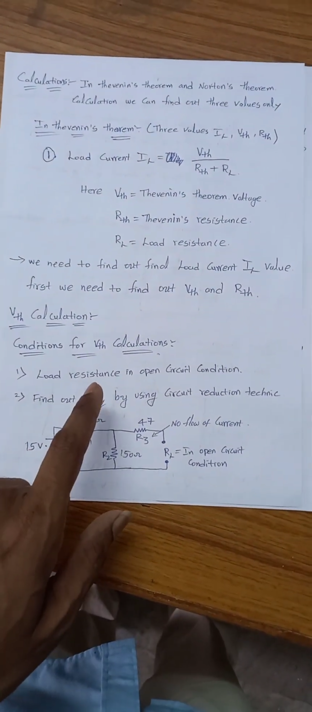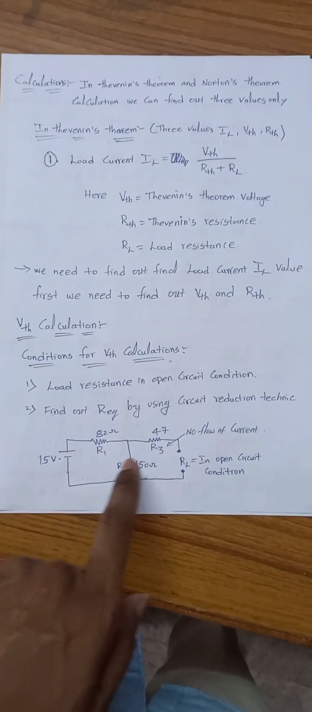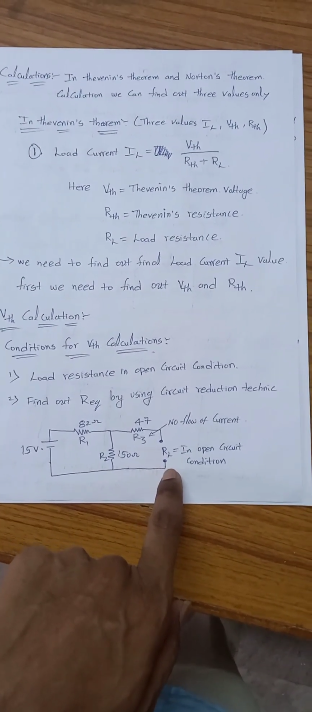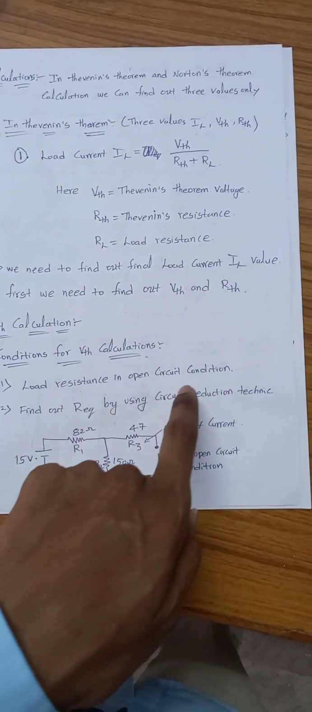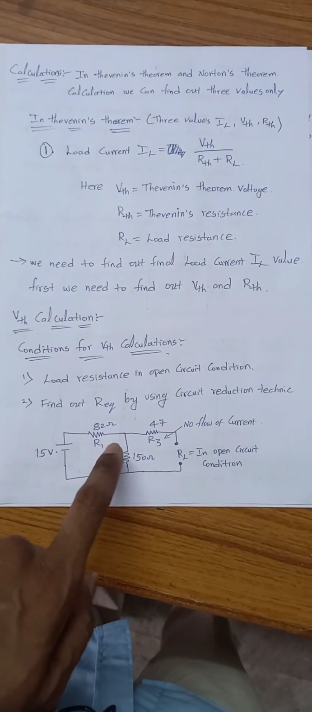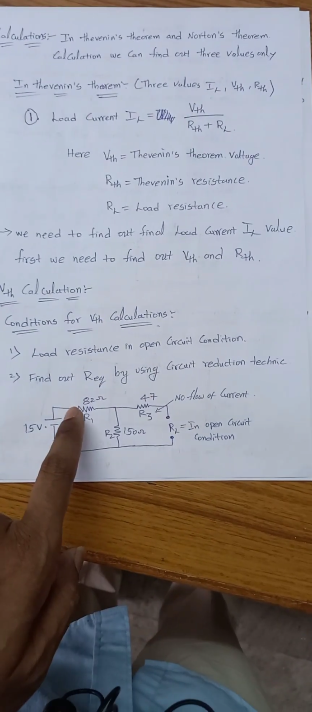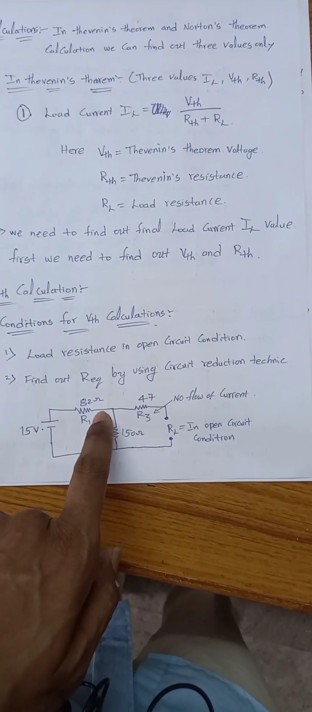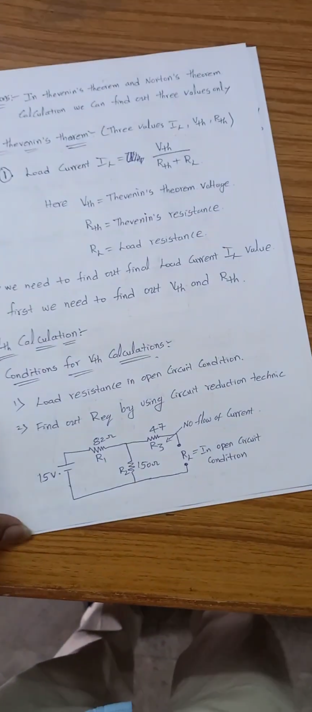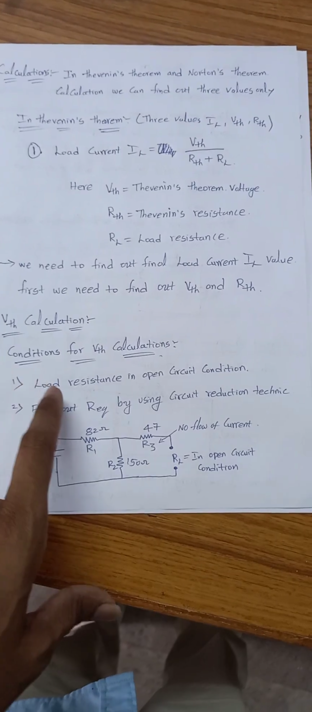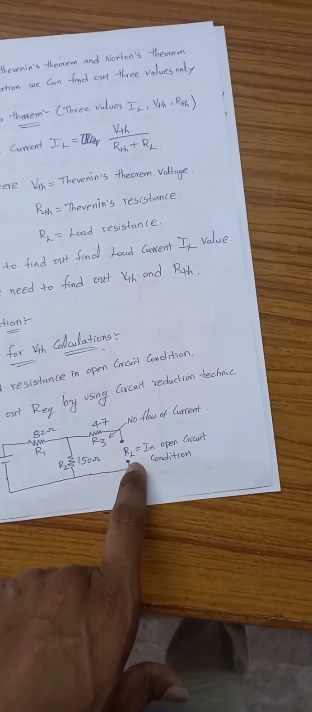The first one is load resistance in open circuit condition. You observe in this particular circuit diagram, the load resistance is already open circuited. Then we will find out the equivalent resistance in this particular network. Whenever we take open circuit at this load end, there is no flow of current from this node through this 47 ohm resistance. So whenever we need to find Thevenin voltage, the first condition is load resistance in open circuit condition. Already I have open circuited the load resistance.